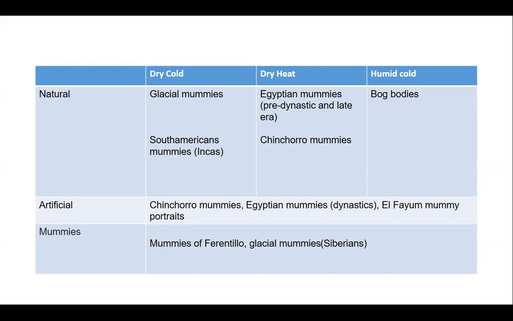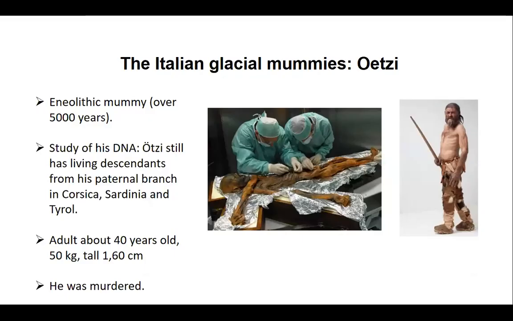Then I can tell you about the very famous Italian glacial mummy, that is Ötzi. Ötzi is known also under different names, like the Similaun mummy, or in English, the Iceman. It was found in 1991 in the Alps on the border between Italy and Austria, dating back to the Copper Age and Neolithic. The radiocarbon dating has confirmed the age of over 5,000 years, therefore contemporary with the Egyptian mummies of the pre-dynastic era.